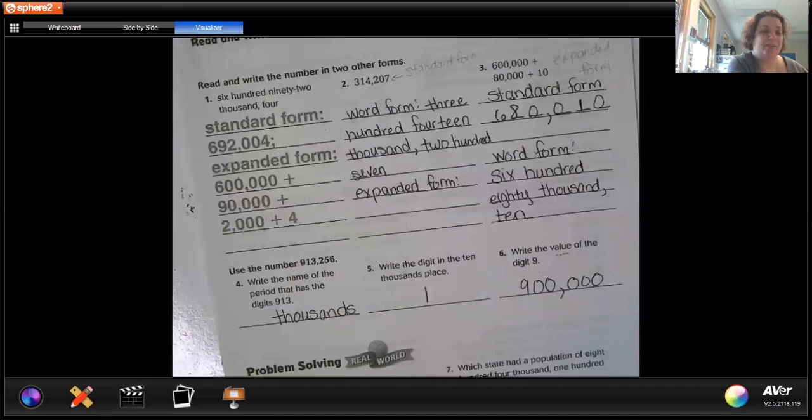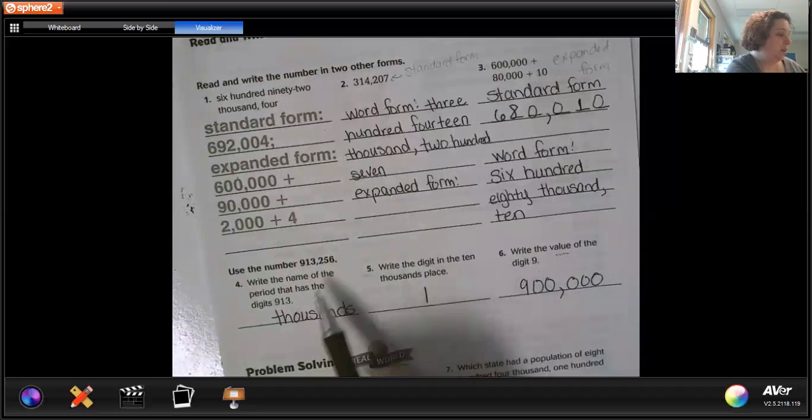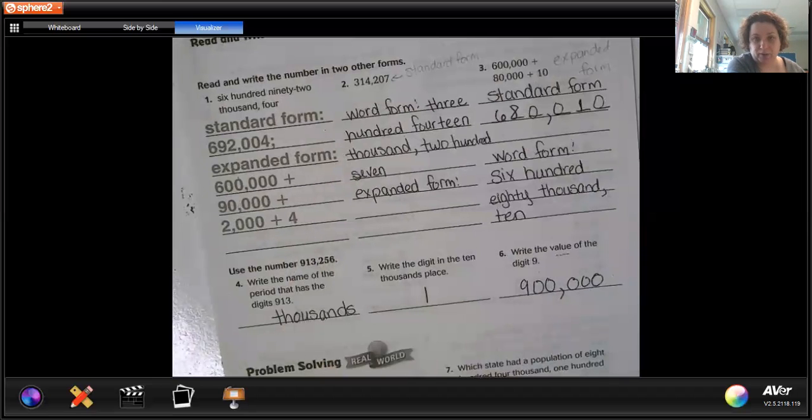And again, you can use the digits behind it to check and see if you have the right number of zeros. So behind the 9 in this number, there's 1, 2, 3, 4, 5 numbers. So in my answer, I should have 5 zeros. 1, 2, 3, 4, 5.